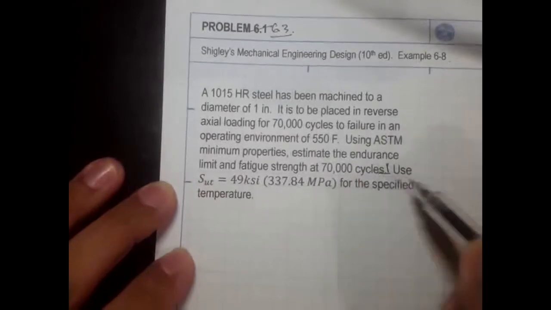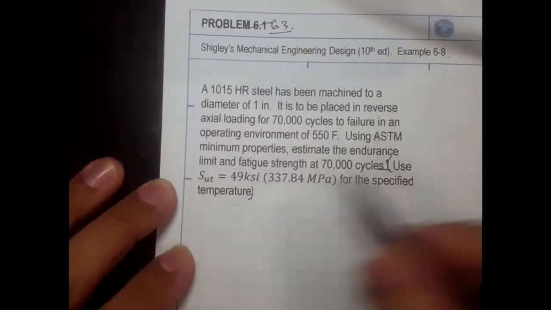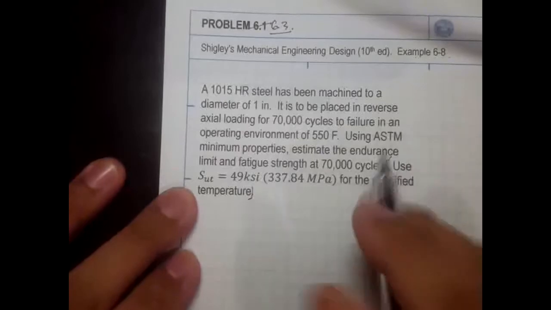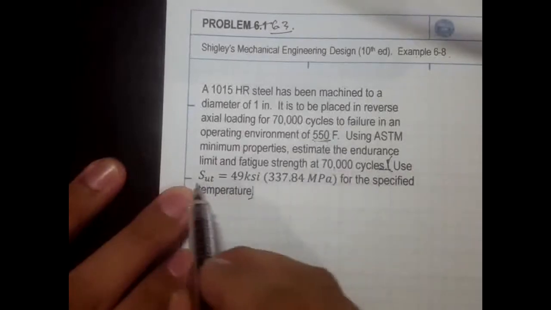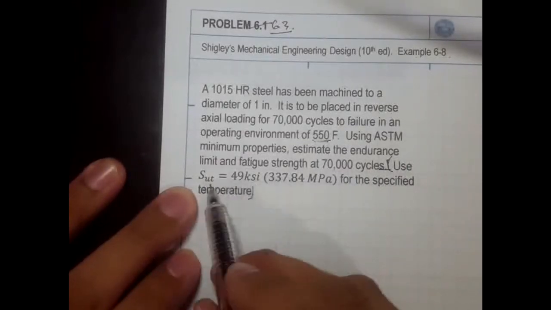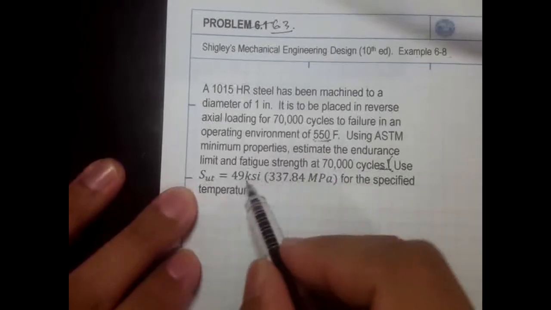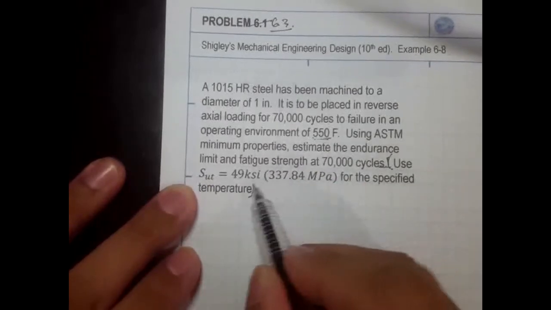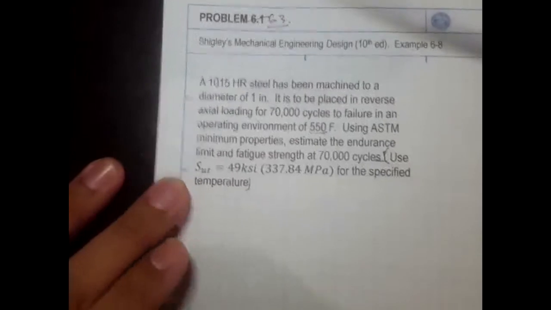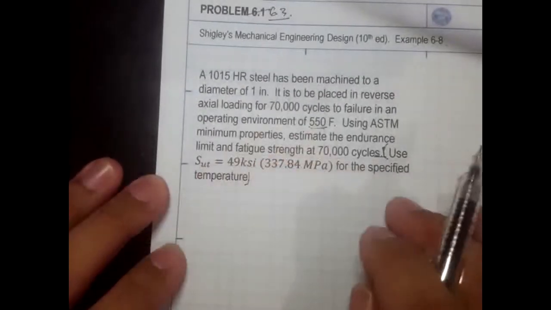Right, so that's actually the problem, and I just included right here that for this temperature range, the ultimate tensile strength is 49 ksi or 337.84 megapascal for the specified temperature.